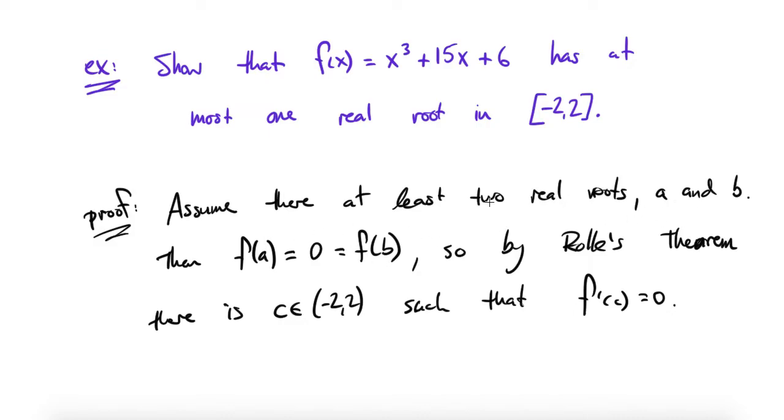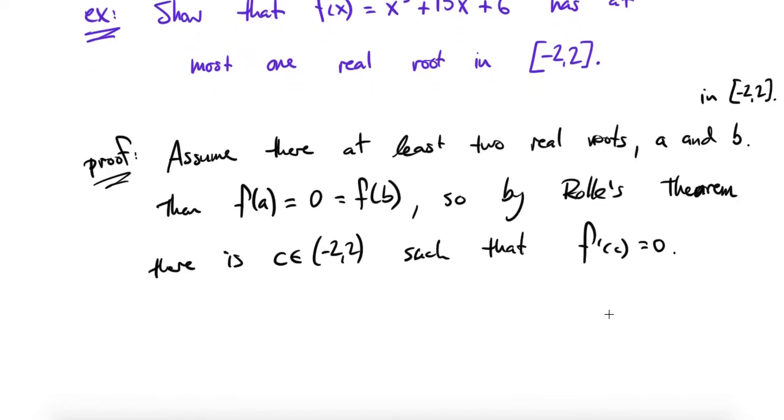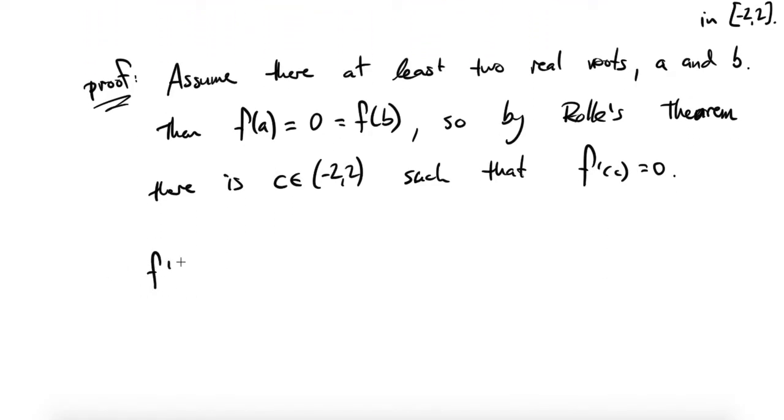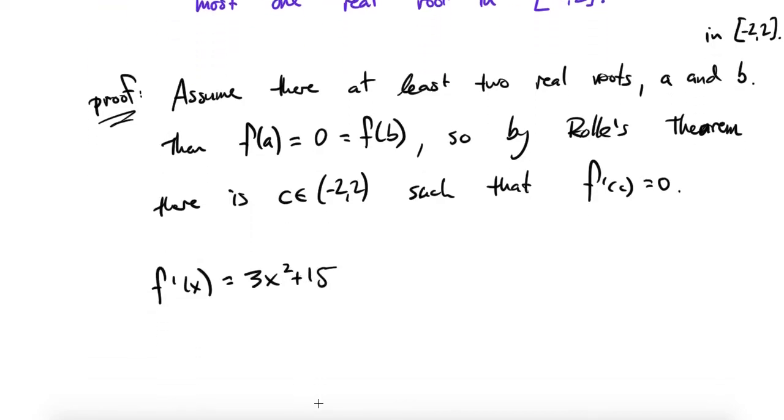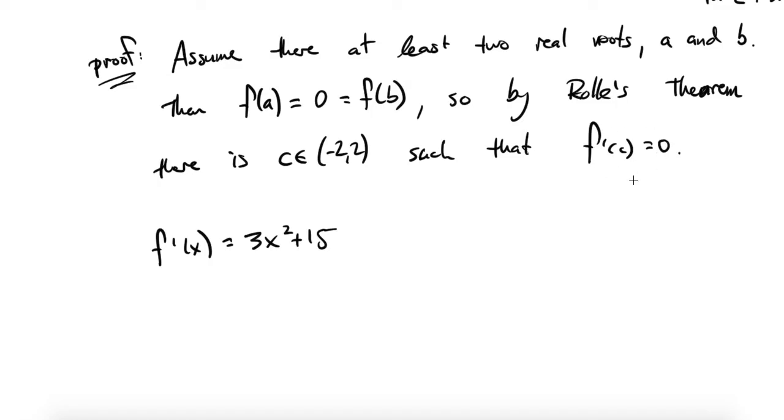So in particular, I'm assuming that these two roots a and b are in this interval in question, right? So I assume there's 2 that live in here. Well, if they're roots, then they have the same y value at 0. So by Rolle's theorem, there's something between them, and hence in this interval, such that the derivative at that place is 0. But if I take the derivative, all right, if I go back up and see, the derivative here is 3x squared plus 15. Okay, so I'm trying to find c such that the derivative is 0. Well, where is the derivative 0? I take this and set it equal to 0.